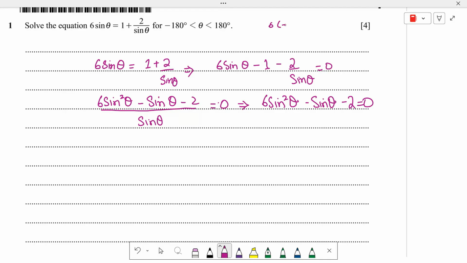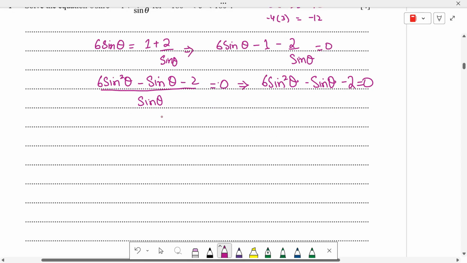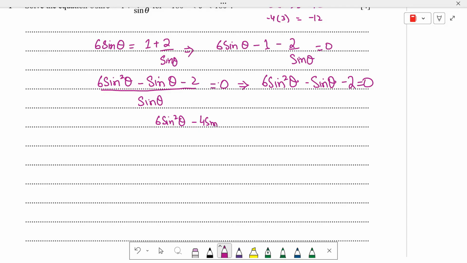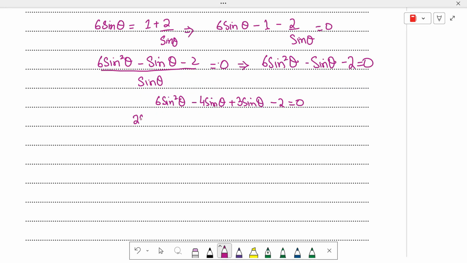6 times negative 2 is equal to negative 12, and negative 1 can be written as negative 4 plus 3, since negative 4 times 3 is equal to negative 12. So this equation can be written as 6 sin²θ − 4 sin θ + 3 sin θ − 2 = 0. 2 sin θ is common and we will have 3 sin θ − 2. Similarly, 1 common and this will be 3 sin θ − 2.